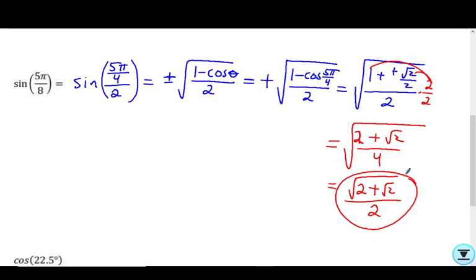Okay? But that's all there is to it. It's find the angle, use the identity, plug in your value, and then the rest is algebra. Okay? And that's what we keep doing over and over again.